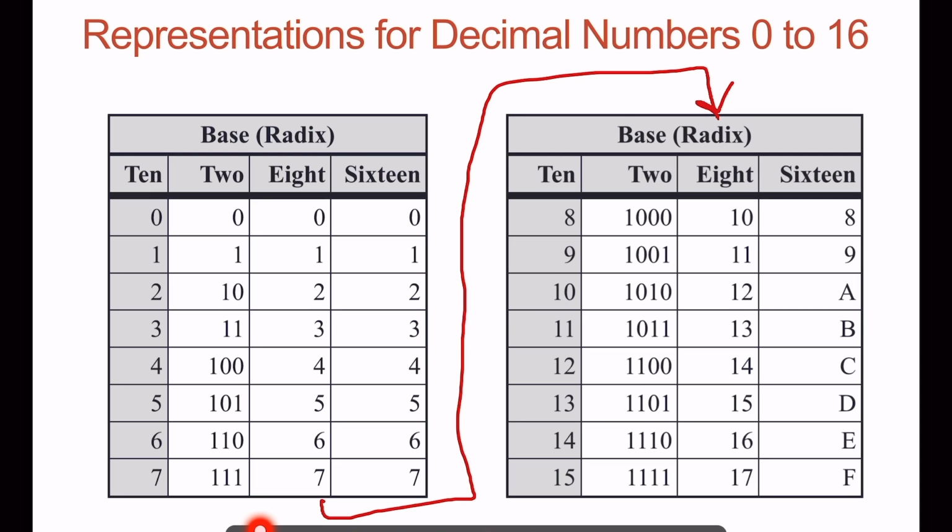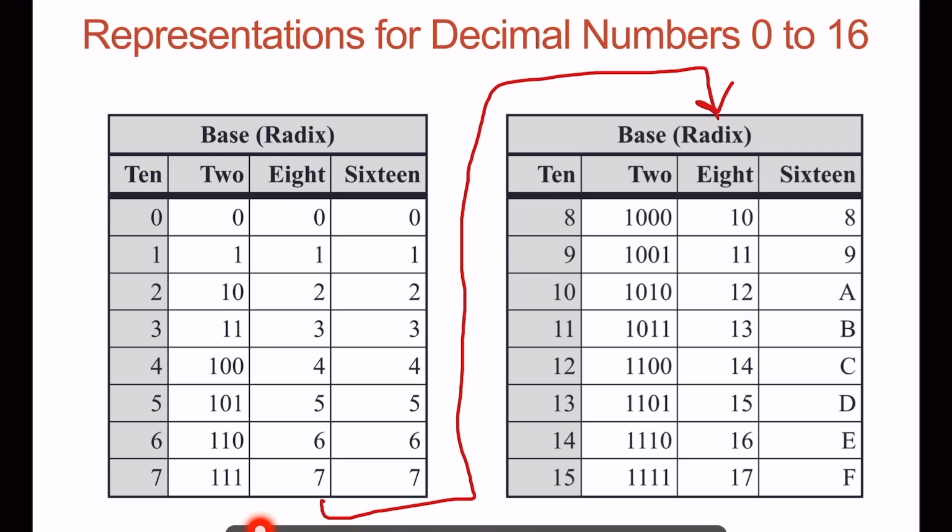Similarly, we can write base 8, which is octal. 0, 1, 2, 3, 4, 5, 6, 7 is going to be the same as the decimal. But now 8 is going to be represented as 1, 0. That's 1 times 8 to the 1 plus 0 times 8 to the 0. So we think about counting 0 through 7, then 10, 11, 12, 13, 14, 15, 16, 17. The next number would be 2, 0.